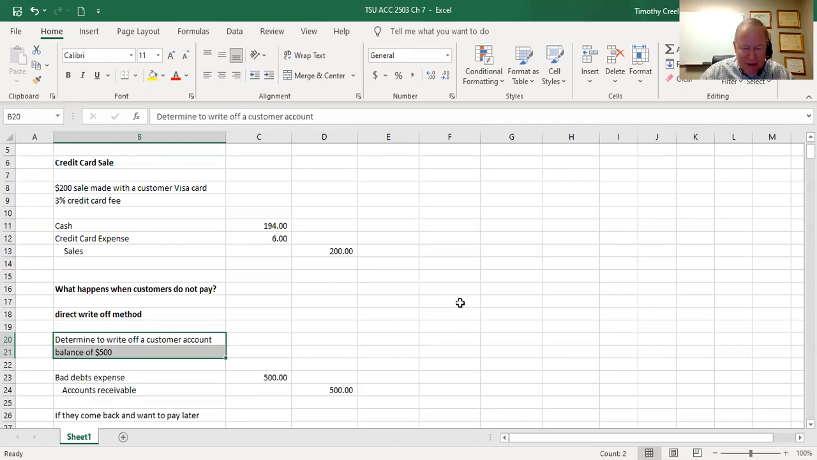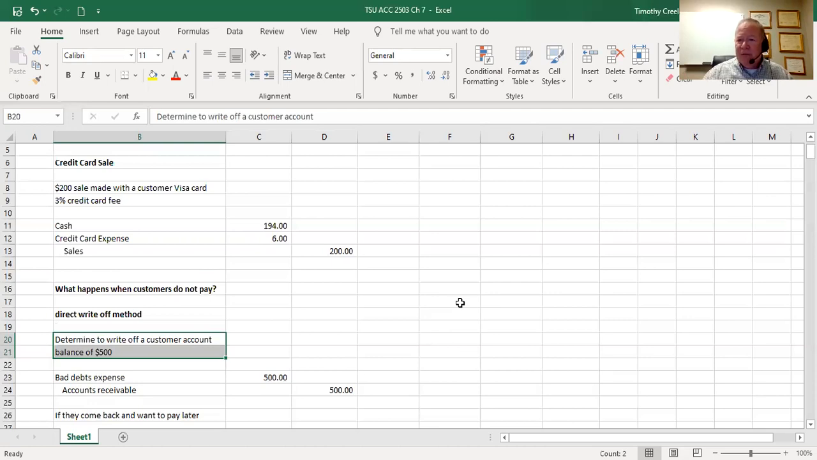And it benefits them because think about it, when you registered the initial sale, you were going to pay taxes on that. And so by going ahead and writing it off, if you're never going to collect, you have reduced your tax burden.